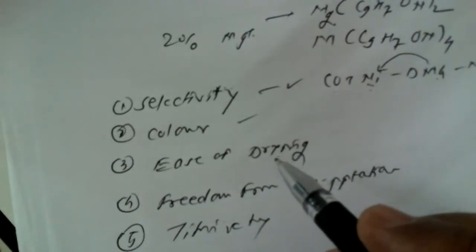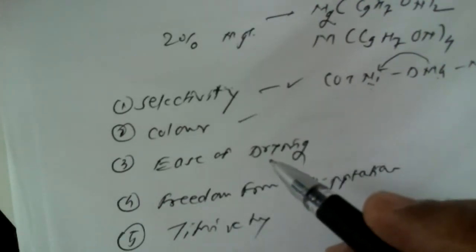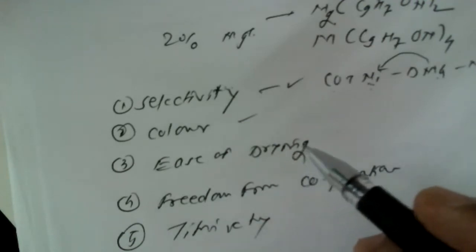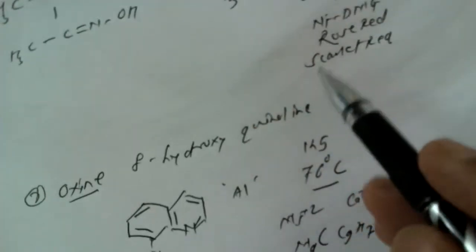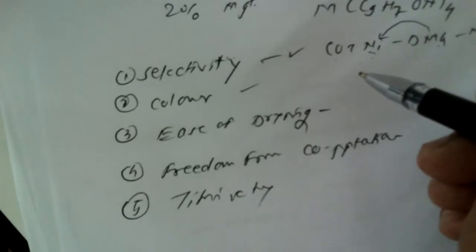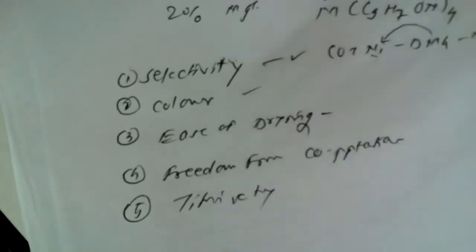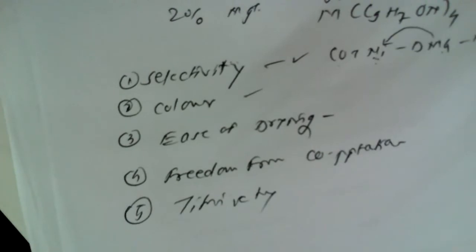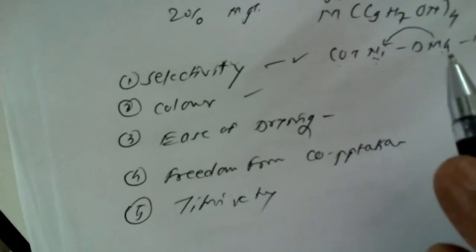Second is color. Most of the precipitates obtained with organic reagents have a characteristic intense color. Just now we have seen that for nickel, a rose red or scarlet red color is obtained. Third is the ease of drying. That means the precipitates or products obtained by using organic reagents can be easily dried. Then the fourth, freedom from co-precipitation. That means contamination due to co-precipitation is avoided. As the precipitates are not ionized, they do not co-precipitate impurities from the solution.